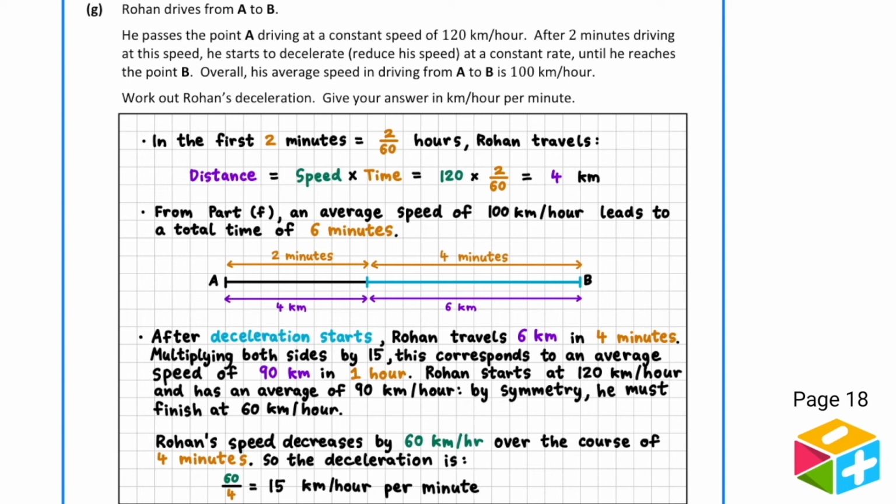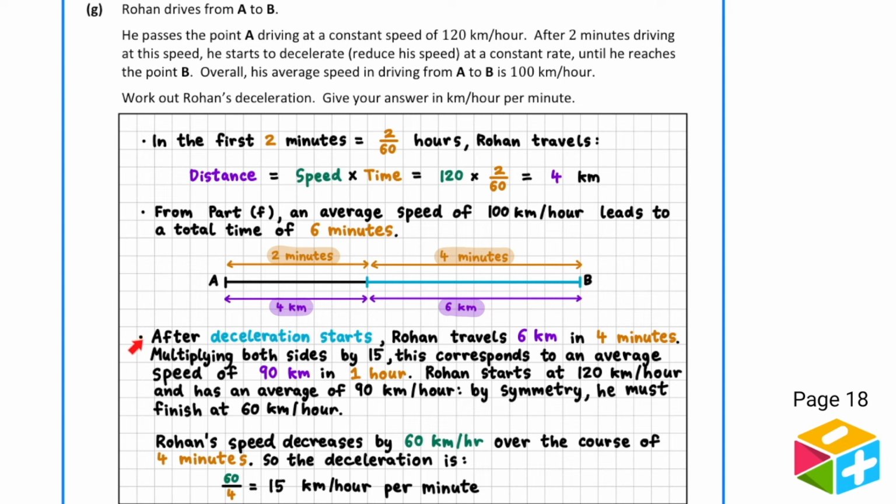We've already shown that 4 kilometers were covered in the first 2 minutes. 10 minus 4 is 6, so there's 6 kilometers left over. 6 minus 2 is 4, so there's 4 minutes left over. This means that after deceleration starts, Rowan will travel 6 kilometers in 4 minutes.